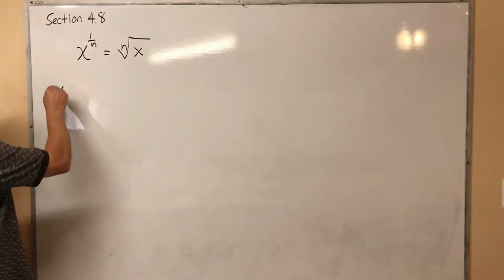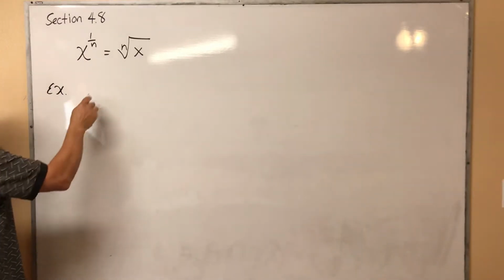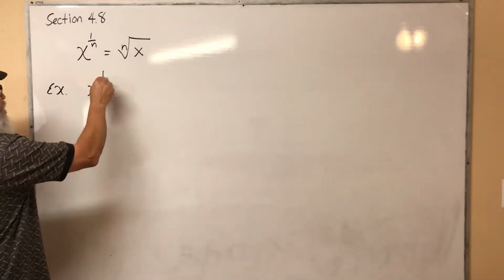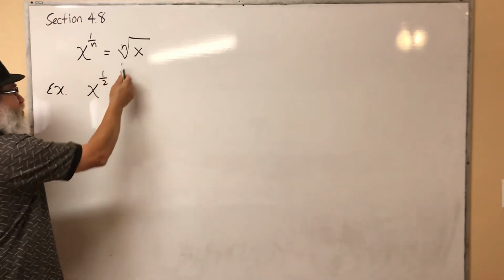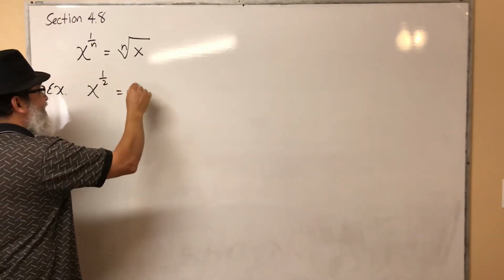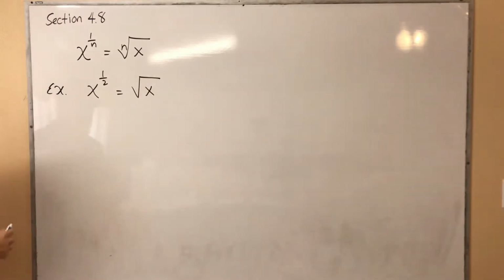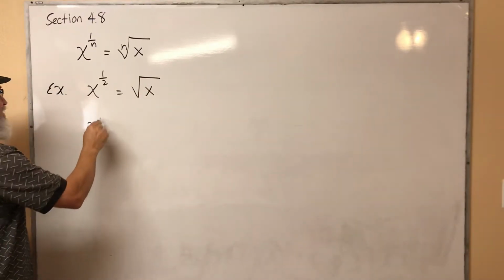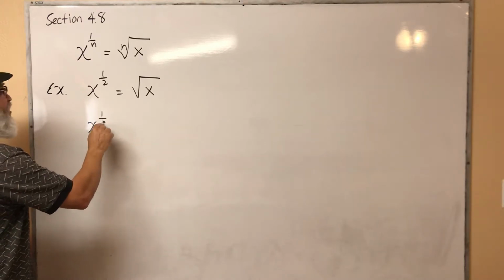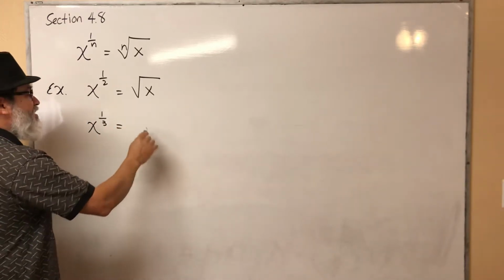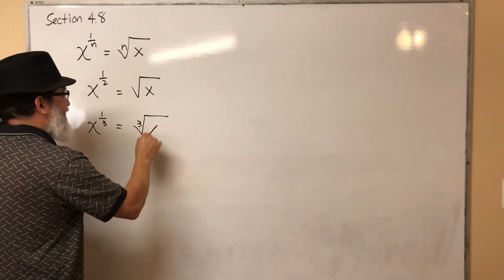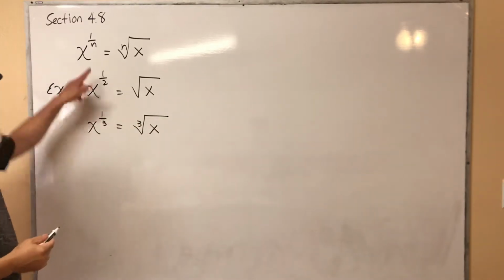Example, x to the 1/2 equals the square root of x. X to the 1/3 is what? The cube root of x. That's what that says.